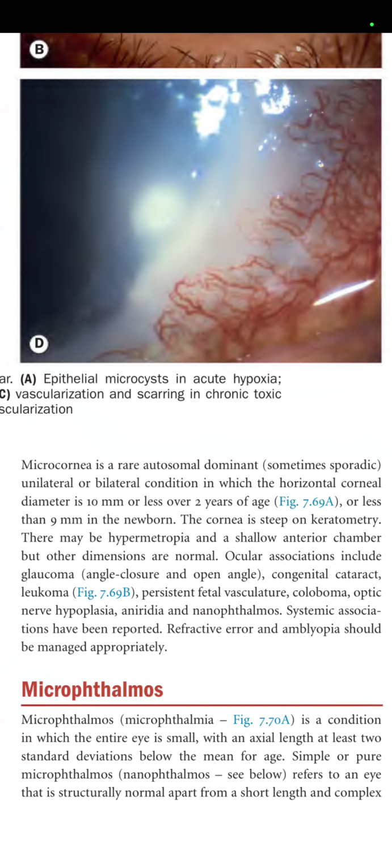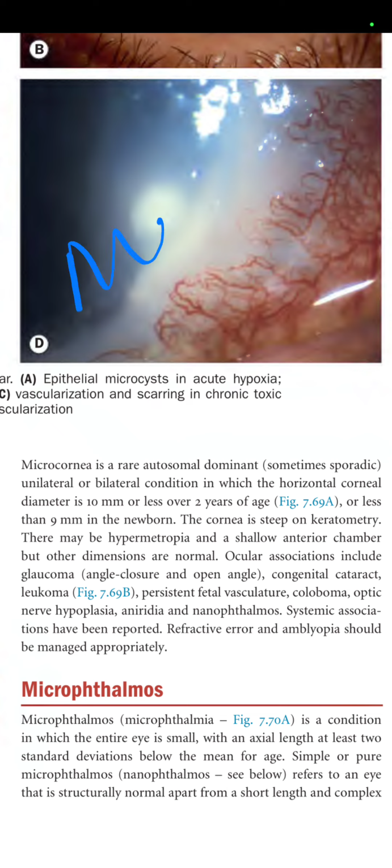Ocular associations include glaucoma, angle closure and open angle, congenital cataract, leukoma, persistent fetal vasculature, coloboma, optic nerve hypoplasia, aniridia, and nanophthalmos. Systemic associations have been reported. Refractive error and amblyopia should be managed appropriately.